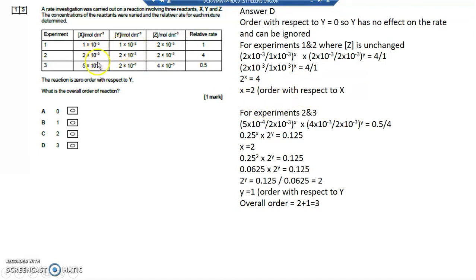Now we're going to look at the other 2 experiments, experiments 2 and 3. Now nothing stayed the same apart from y, and we're ignoring that. So we're going to have to use these numbers, but we've got another piece of information now. We now know the order with respect to x is a 2, so we can do that.